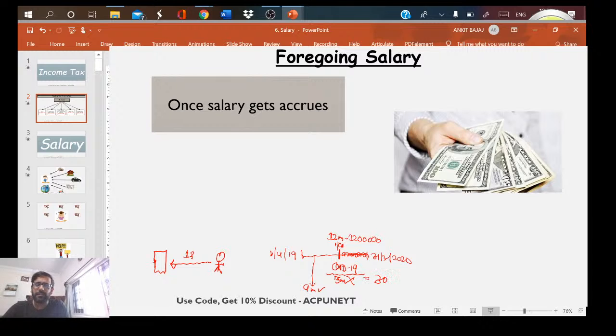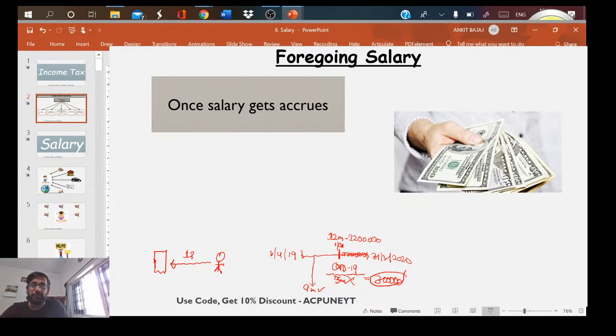What have you said to your employer? That employer, I don't want this salary. Those who are needy persons, you just give it to them. Is it clear? You just distribute my salary to needy persons. So this is what foregoing of salary is. You have provided services, but you are not ready to accept the remuneration.